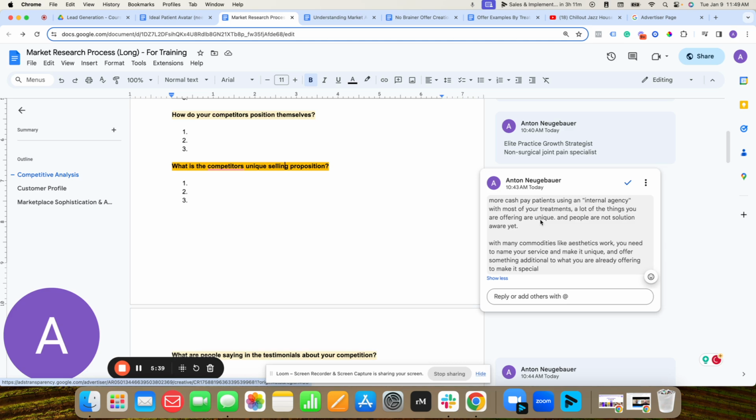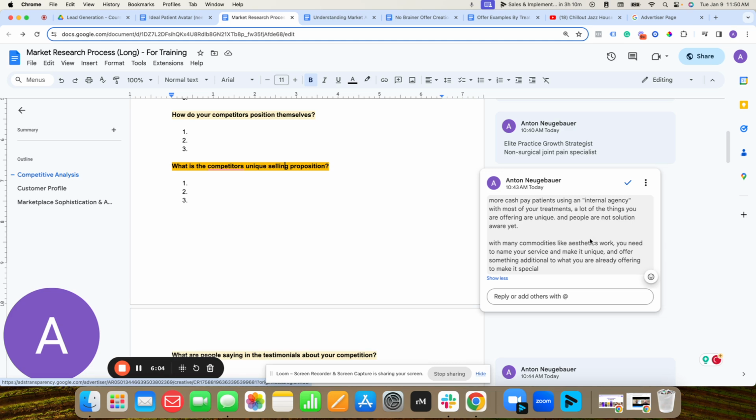So for me, it's like I want to help people get more cash pay patients using an internal agency, which is my unique mechanism. With most of your treatments, a lot of the things you are offering are unique, and people are not solution aware yet. They don't know your price point. They don't know that that solution even exists.